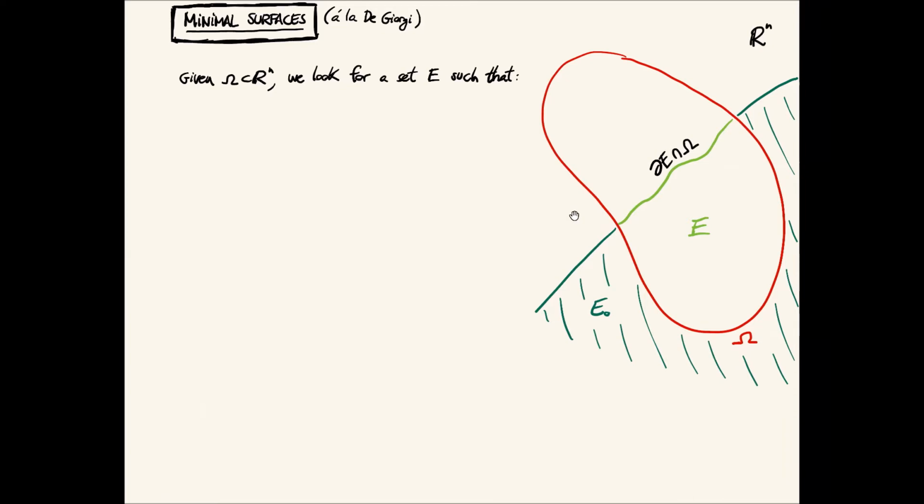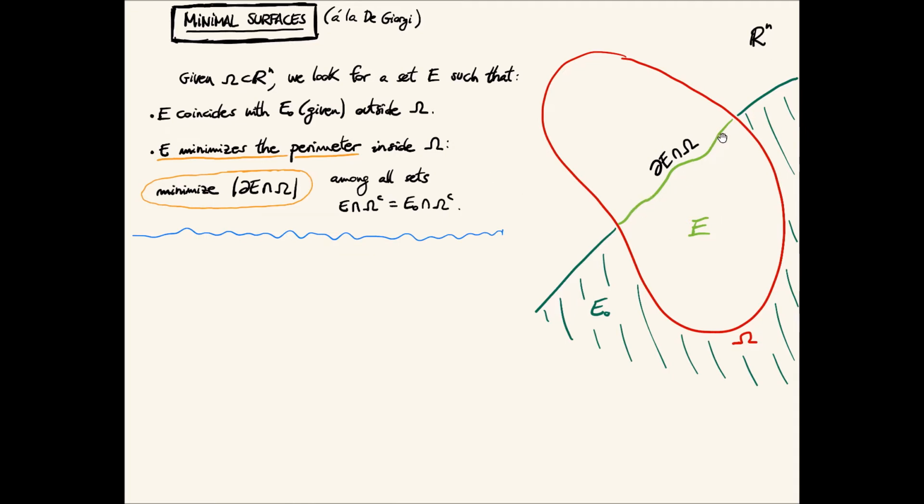These are hypersurfaces in R^n, and basically, given a domain omega, we look for a set E that is fixed outside. You can think it's fixed on the boundary, so this is the boundary datum. If this is 2D, this would be a curve, but in general this would be a hypersurface. So we are looking for a domain here such that its boundary is a minimal surface. This set E that we are looking for coincides with this set E0 outside omega, and it minimizes the perimeter. So we minimize the perimeter inside omega among all sets that coincide with this boundary datum. This is the classical problem that was studied by De Giorgi and many others.